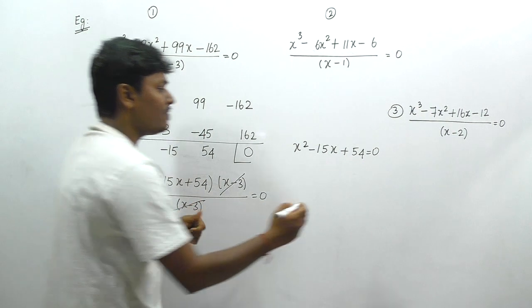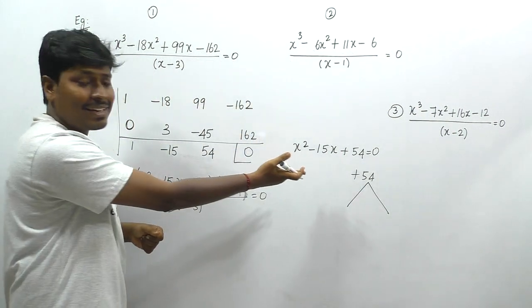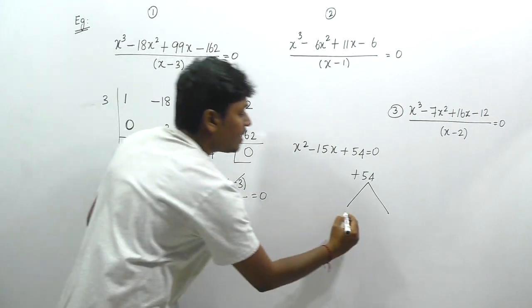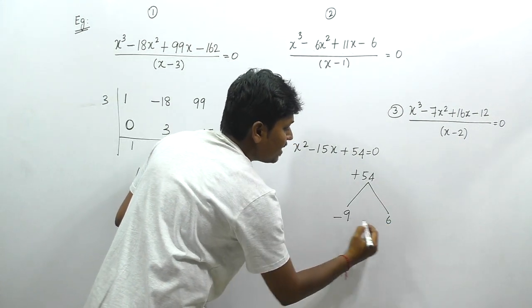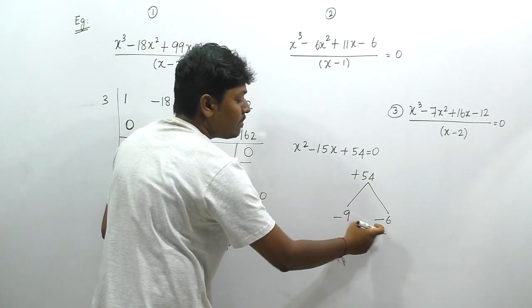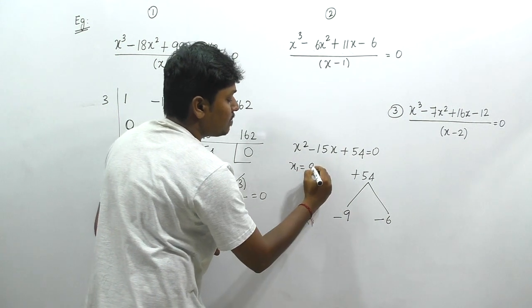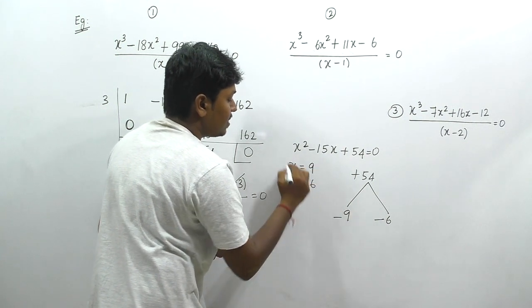I think we can find the value of x. It is 54, so the factors will be 9 and 6, since 9 times 6 is 54. So I can write 9 here and 6 here, so minus 9 and minus 6. When we multiply both numbers, 9 times 6 is 54. When we add both numbers, the result will be minus 15. So x1 is equal to 9 and x2 is equal to 6.